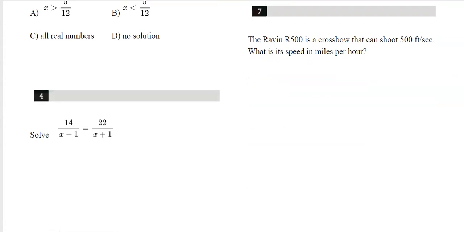All right, number 7. 7's a little bit tougher, so this was kind of like the baseball, softball example. So if you're looking through your notes and you're trying to get some help, we had a couple problems involving pitchers and doing feet per second. So the Raven R500 is a crossbow that can shoot 500 feet per second. What is the speed in miles per hour? So right now, I'm at 500 feet in 1 second.